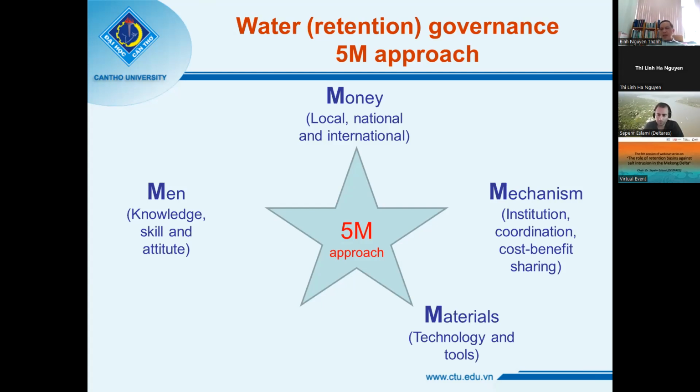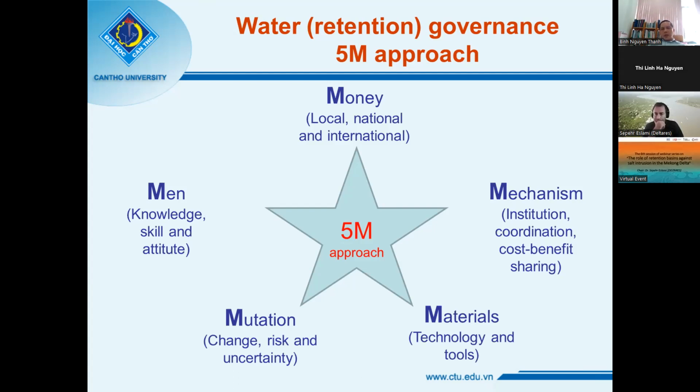Material, it means the technology aspect and also tools. So here it is not only hard measures, but soft measures should also be taken into account. And the last one is mutation. It means that there are many things changing, but that brings very high risk and uncertainty, as your calculation also mentioned.